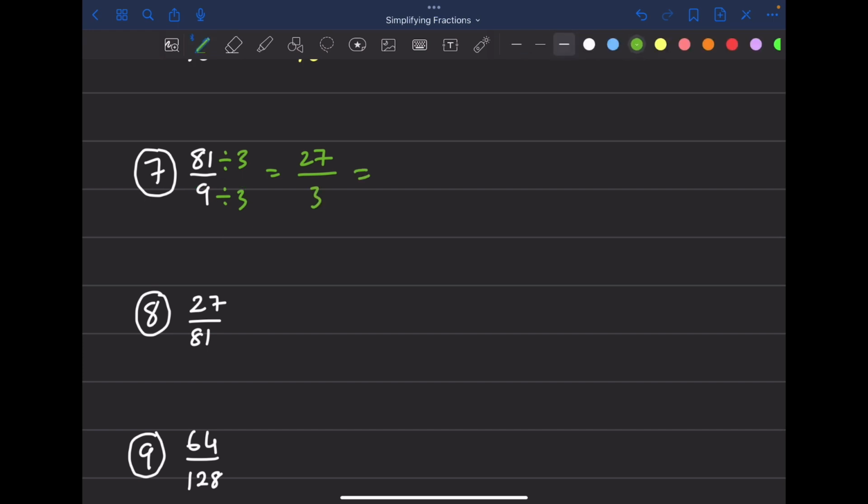Okay, are we done yet? No, because they are both divisible by 3 again. So let's do that. Divide top by 3 and divide the bottom by 3 as well. 27 divided by 3 is 9. 3 divided by 3 is 1.